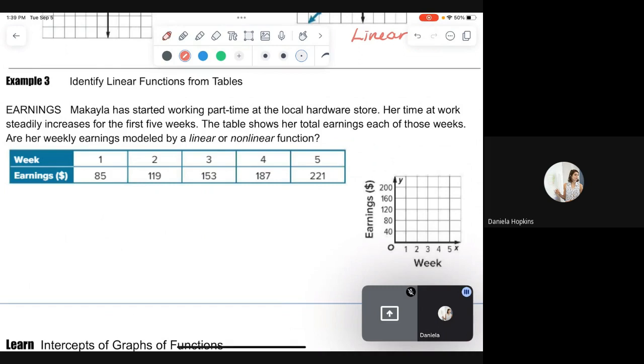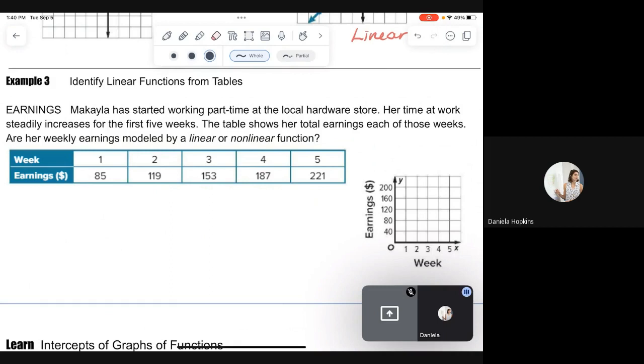And so you could basically find the slope between these two, these two, these two, and those two, and make sure they're the same. I think that's a lot of work. So let's not do that. That's how we could do it algebraically, but instead, let's plot points and see if it makes a straight line. The other thing to think about is the context of this problem. So this is an earnings problem. It says Michaela has started working part-time at the local hardware store. Her time at work steadily increases for the first 5 weeks. The table shows her total earnings each of those weeks. So we want to determine, are her weekly earnings modeled by a linear or nonlinear function?